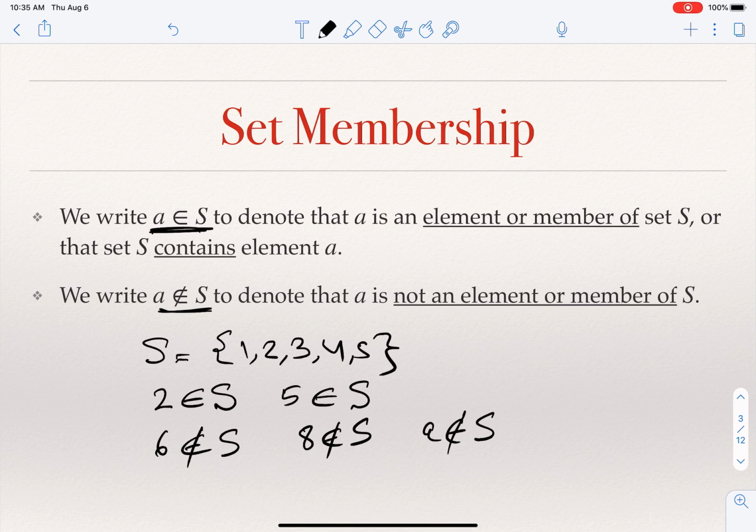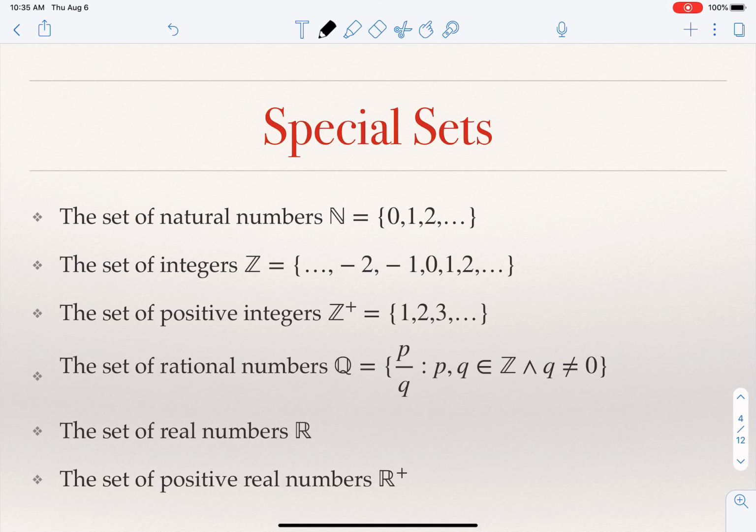Same thing, 8 is not an element of this set, and the letter A is not an element of this set. We have very important sets that we deal with in general in mathematics and in computer science, and we have special letters to denote them. These are the set of natural numbers. So these are the numbers 0, 1, 2, all the way to infinity. Or sometimes we see that the set of natural numbers is just 1, 2, 3, 4, and so on. The set of integers is the set of all whole numbers, positive, negative, and 0 as well. The set of positive integers is 1, 2, 3, all the way to infinity.